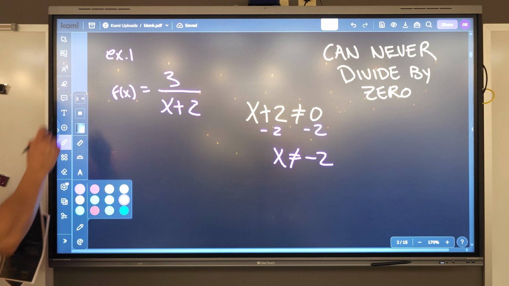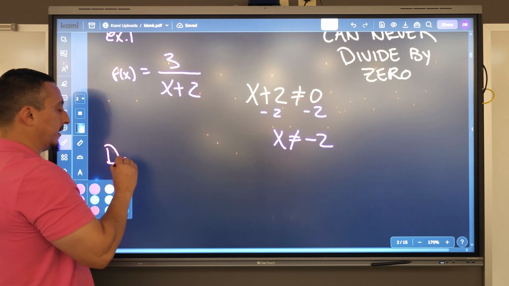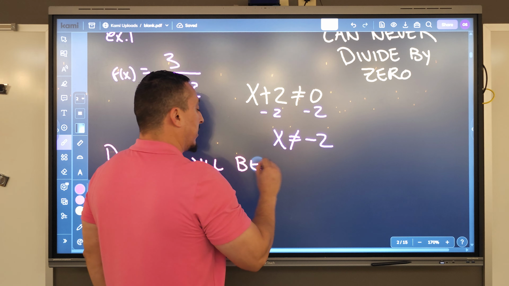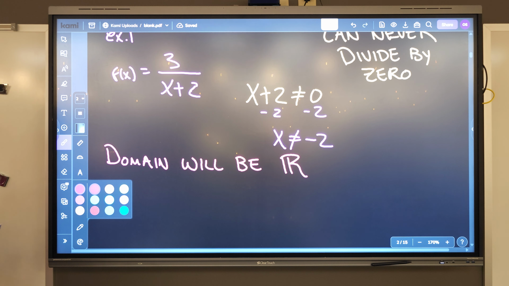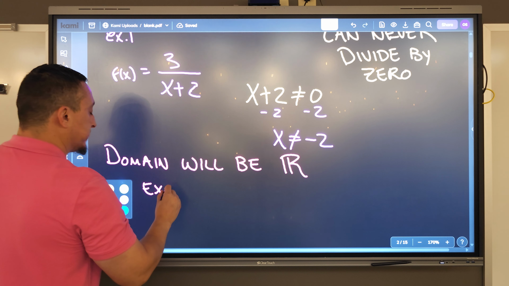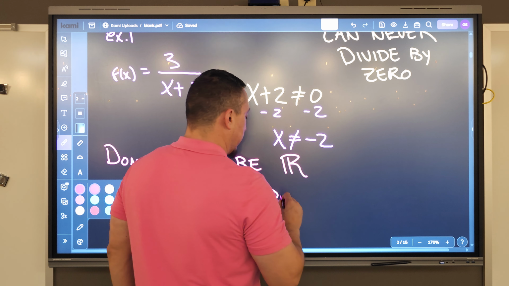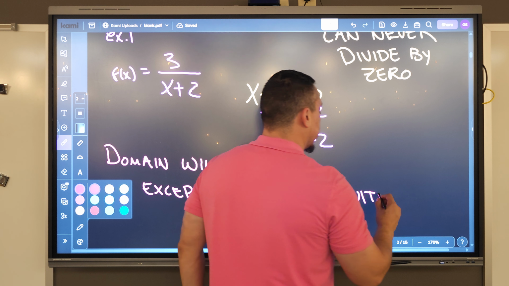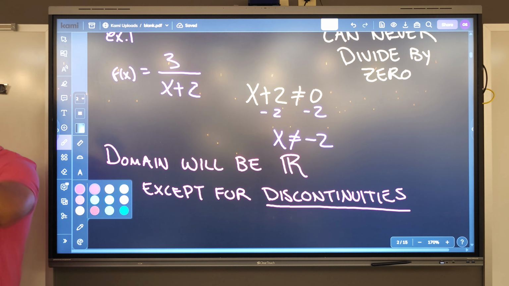Okay, so for domain, for rational functions, the domain will be all real numbers. That's what that R stands for, all real numbers, except for discontinuities. And you're like, what are discontinuities? That's the bottom part that we did, the bottom that can't equal 0.